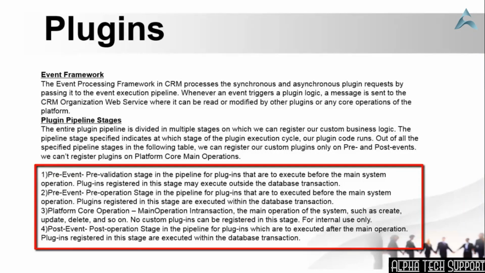So the first one, which was pre-event, pre-validation, executes outside the database transaction, whereas pre-event, pre-operation executes within the database transaction. So this is something we need to keep in mind while working with plugins. The third plugin pipeline stage is platform core operation. The main operation in the transaction, the main operation of the system, such as create, update, delete, and so on.